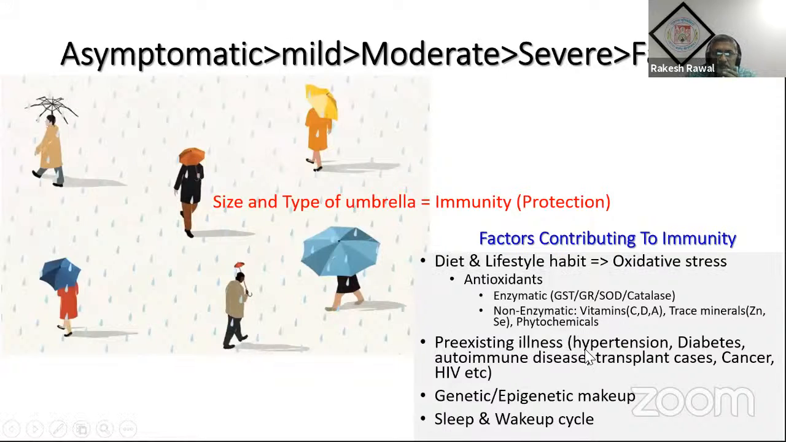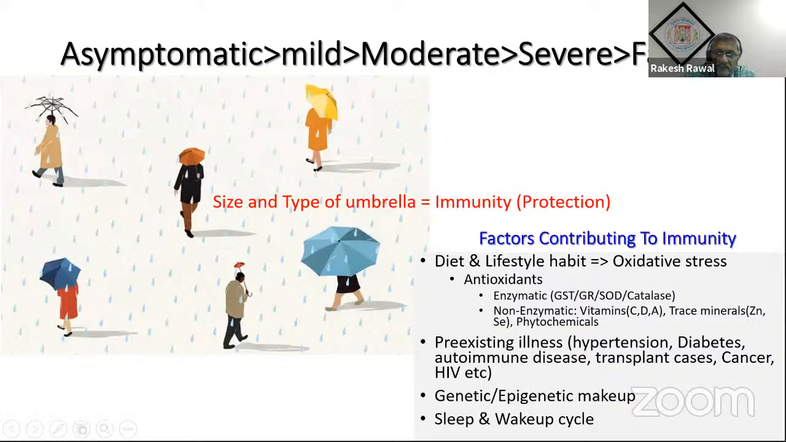Pre-existing illness. Nowadays people say if you have hypertension or diabetes, then you are likely to have a more severe form of reaction. So pre-existing illness is also a contributing factor. Genetic and epigenetic makeup. People are still exploring this specifically for COVID: do genetics play a role? That means if you have a specific gene polymorphism, are you more susceptible to development of any severe condition in the treatment phase of COVID?